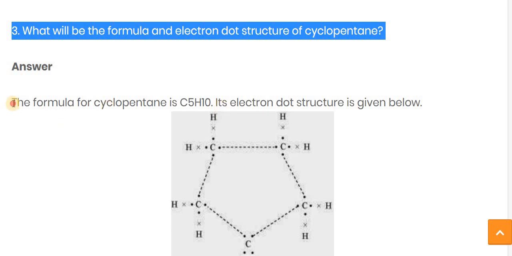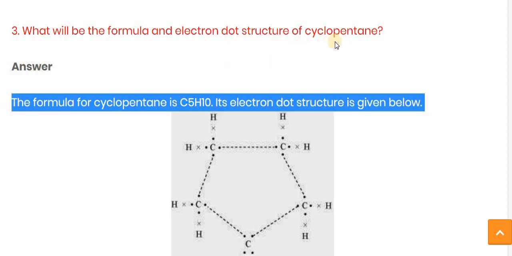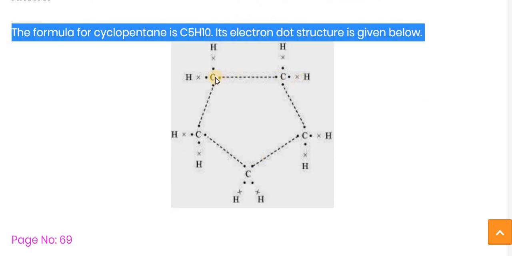Let's see the formula of cyclopentane. As we know pentane has 5 carbons, and the hydrogen count is 10. So it is known as cyclopentane. Now let's see the electron dot structure of cyclopentane. Here you can see 1, 2, 3, 4 and 5 carbons, and the cycle structure is there. The cyclo indicates we have to draw the closed structure.